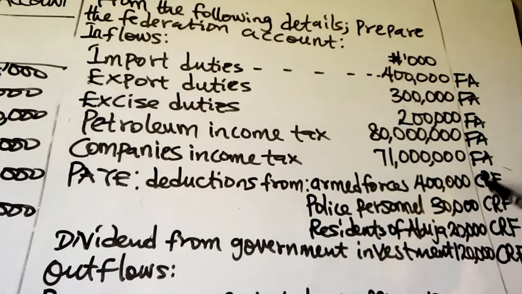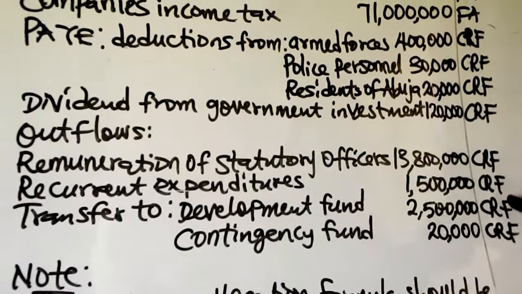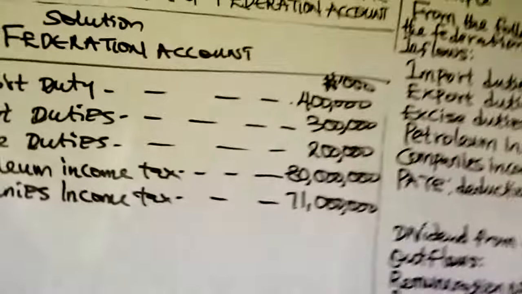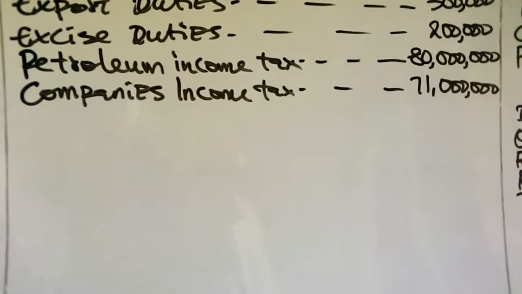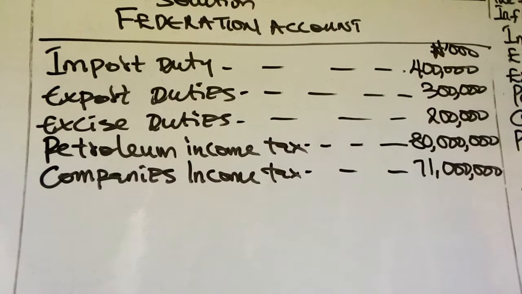We said that every other revenue included in the question goes into the CRF. So now we are done with those revenues that go into the Federation account, and you may sum them up. 400,000 plus 300,000 will be 700,000. 700,000 plus 200,000 will be 900,000. 900,000 plus 80 million, plus 71 million.